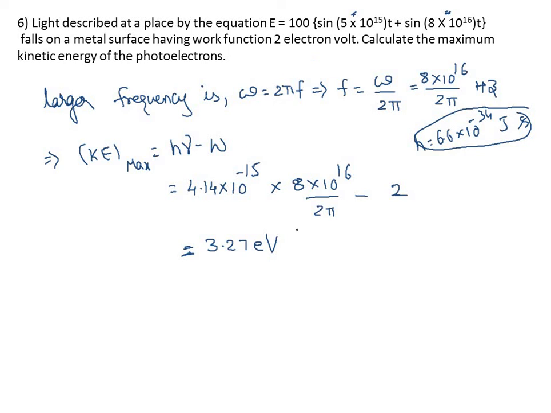Hence, upon simplification I can get the maximum kinetic energy to be 3.2 electron volt. Are we clear with this? Right. Now let's look at the next one.